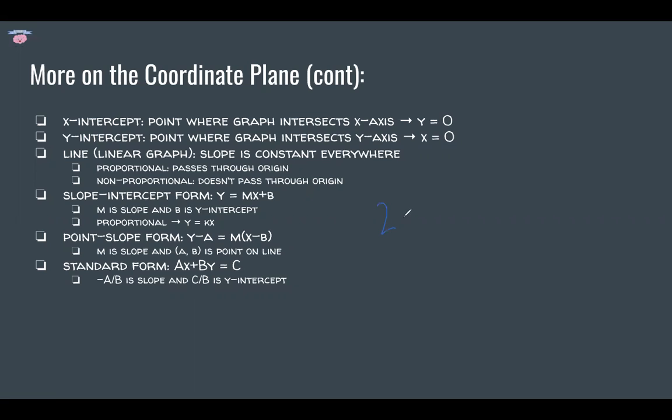So for example, if we had something like 2x minus 3y is equal to 9, then negative a over b, this is a, this is b. So negative 2 over negative 3, which is 2/3, is the slope. And the y-intercept is equal to c over b, so it'll be 9 over negative 3, which is equal to negative 3. So if you want to convert this to slope-intercept form, you just write y is equal to 2/3 x minus 3, and voila, now you can graph it.